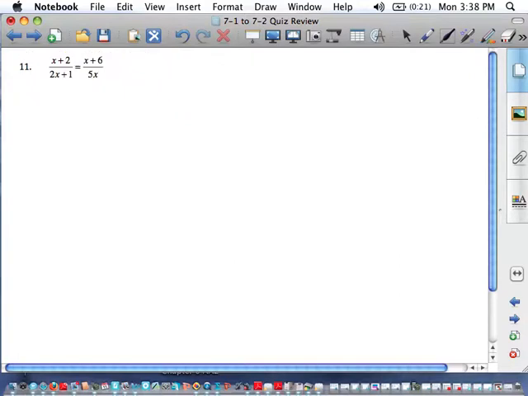Next one's a little tougher. Add the parentheses. This one actually requires a lot more steps. We're going to first cross multiply. So we have 5x times (x plus 2) is equal to (x plus 6) times (2x plus 1).